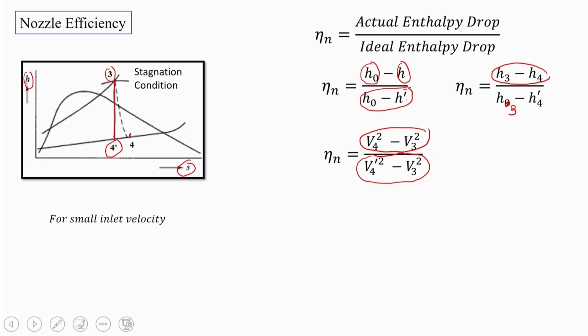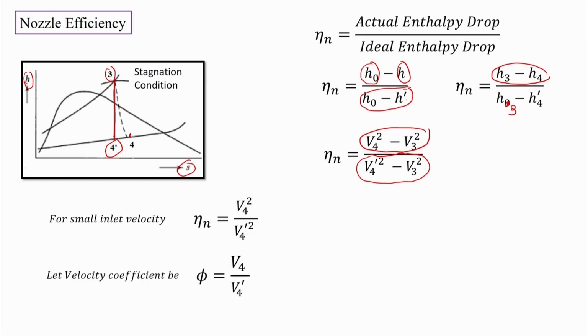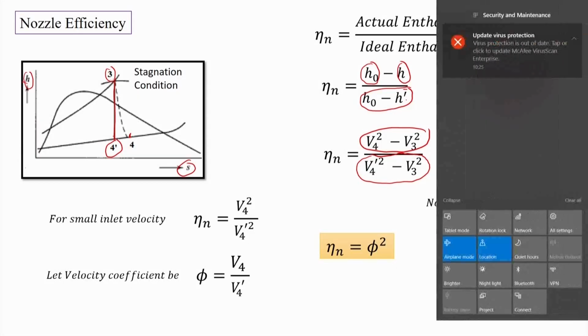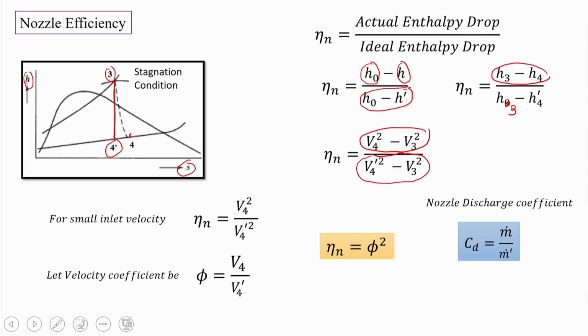For small velocity at the inlet, V3 is almost 0. We can write down this formula as nozzle efficiency is equal to V4 square divided by V4 dash square. So, let the velocity coefficient be phi, which is V4 upon V4 dash. Then in that case nozzle efficiency is said to be phi square. We have to know one new term which is called velocity coefficient, and that term is phi.